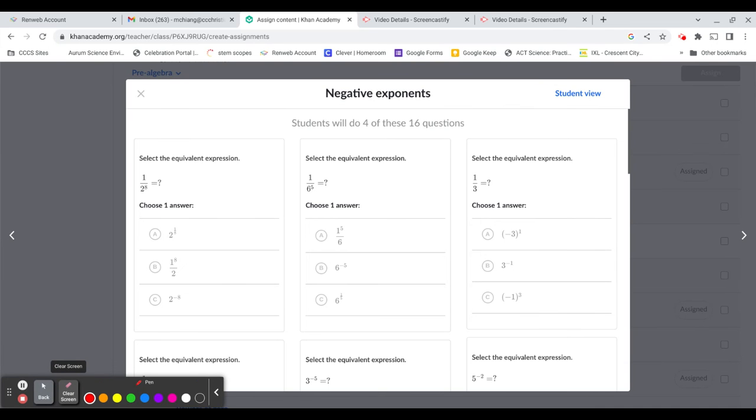Remember last week we were doing negative exponent and zero exponent? So here's the review for negative exponent. The formula for negative exponent is a to the negative n equal to 1 over a to the power n. Whenever you see a negative, the negative just means reciprocal.